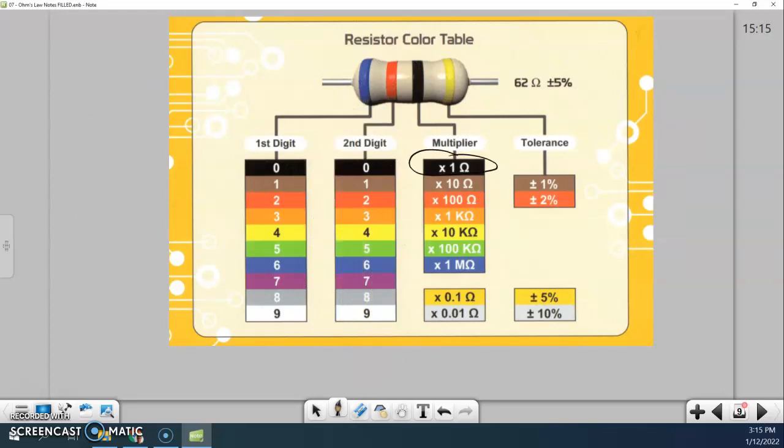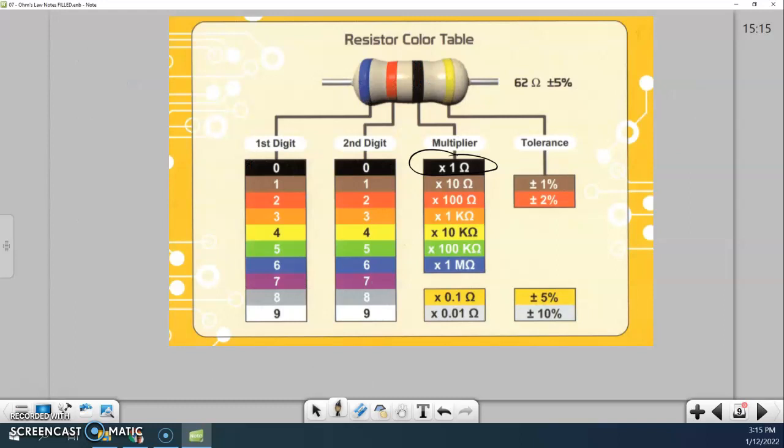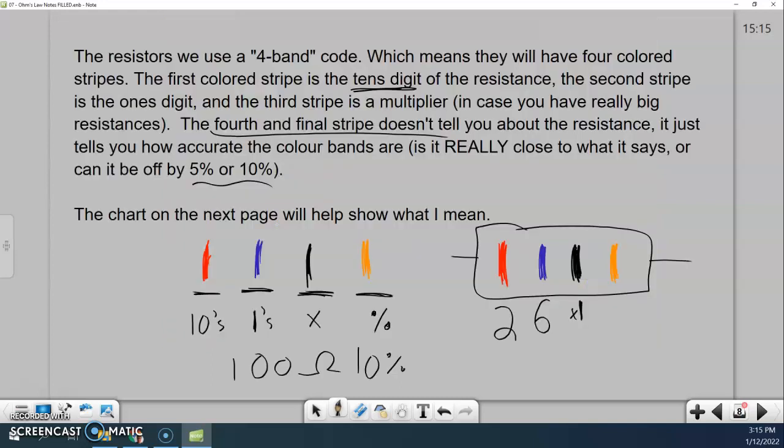Oh, look at that. It's times 1. You're probably going to see a lot of black bands on our resistors, because we often do times 1. And then our tolerance is gold. There you go. We are plus or minus 5%. So put this all together. This resistor is 26 times 1, which is 26 ohms, and it's pretty close, plus or minus 5%. Not great, but not terrible.